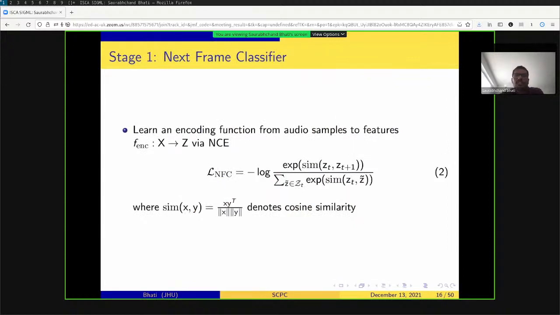So stage 1 is the next frame classifier. In this stage, we essentially input the raw waveform and try to generate this frame level representation. And the objective is to predict the next frame correctly from a bag that contains the next frame and a bunch of other negative examples. And for the similarity measure, we are simply using the cosine similarity for now. So this is the objective at stage 1, or NFC.